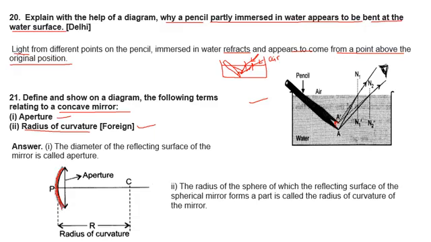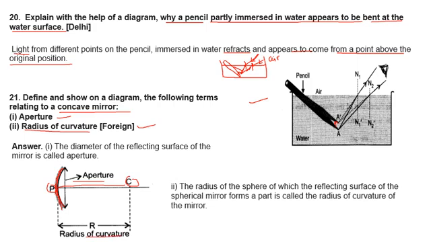And what is the radius of curvature? It is the distance between the pole and the center of the sphere. The center of the sphere is also known as the center of curvature. So this complete distance is known as the radius of curvature, right?